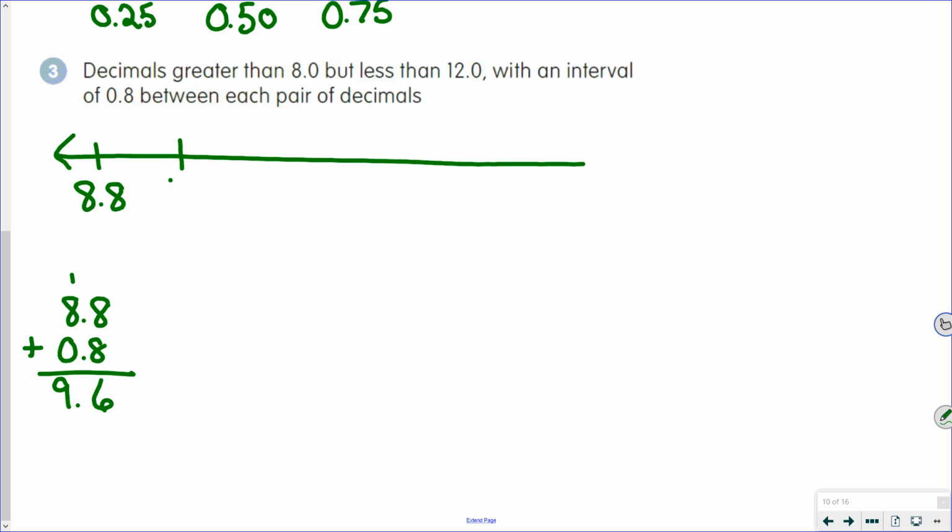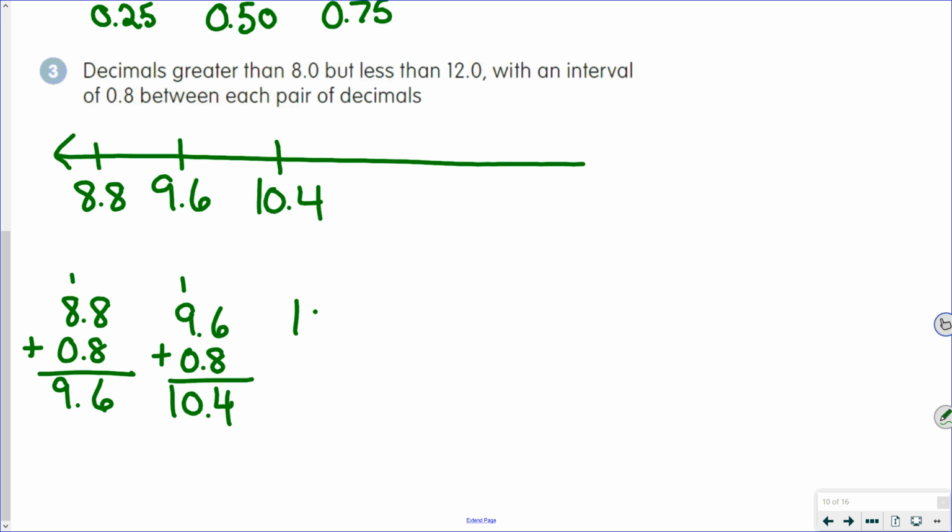Adding decimals is something that you should be able to do. That was work from our previous chapter that we just covered. So this should not be a skill that you are unfamiliar with. You should remember that material from the previous chapter. And just keep adding 8 tenths to the previous number to get the numbers on our number line, which would be 8 and 8 tenths, 9 and 6 tenths, 10 and 4 tenths, and 11 and 2 tenths.